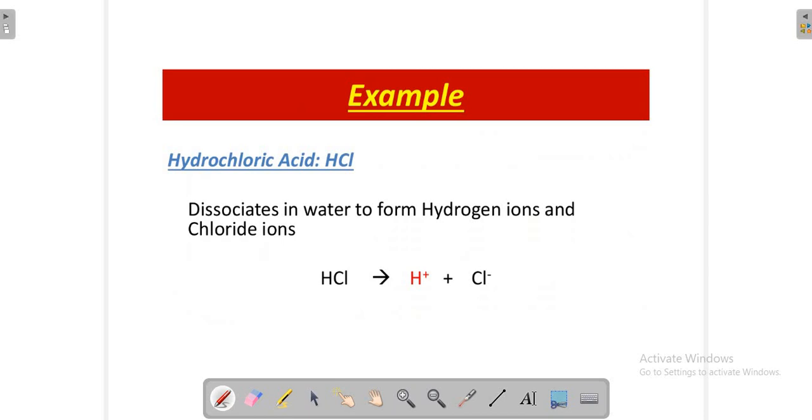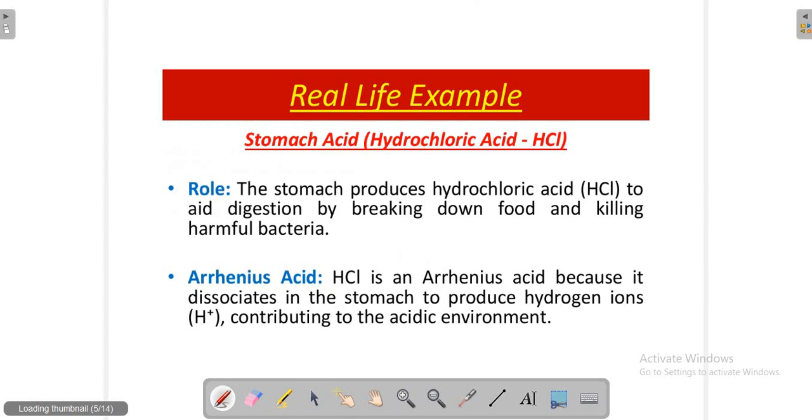Let's see the example. HCl, that is hydrochloric acid, is a very popular acid in chemistry. Here you can see it dissociates in water to form the hydrogen ions, means it gives the protons basically, and chloride ions. So HCl dissociates to give the protons or the hydrogen ion. Therefore, it is a classical example of acid according to the Arrhenius theory. Now move to the Arrhenius bases, and before moving to the Arrhenius bases, we will see some application of the Arrhenius acid.